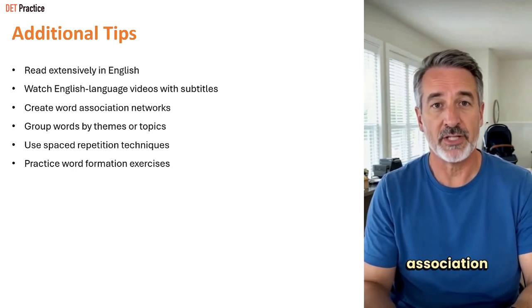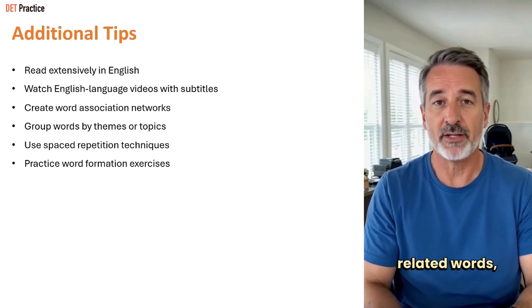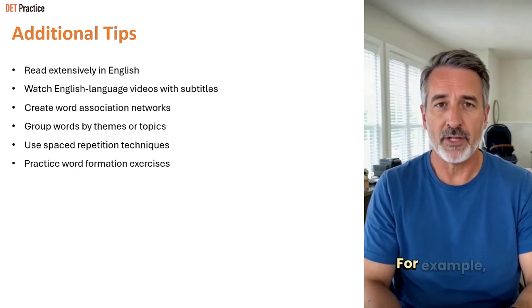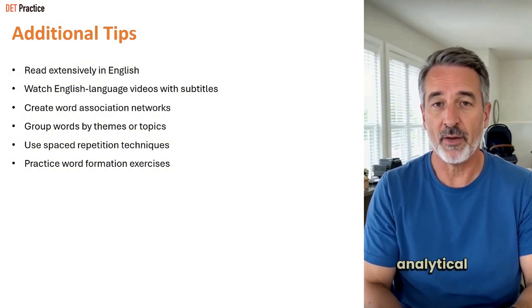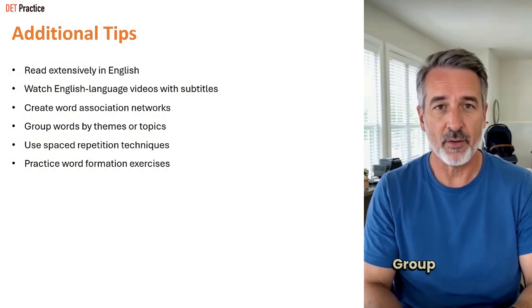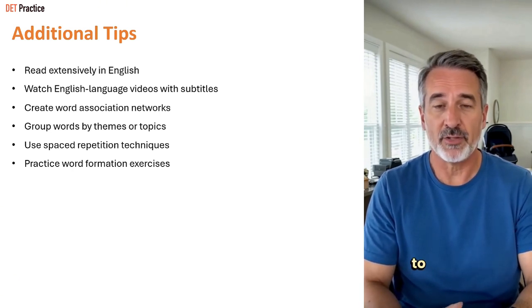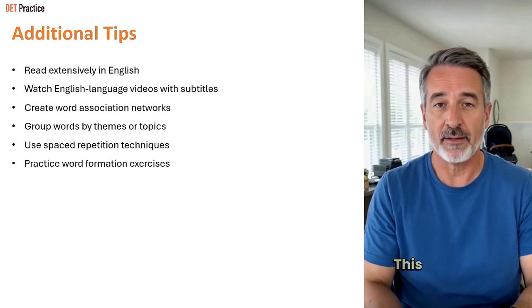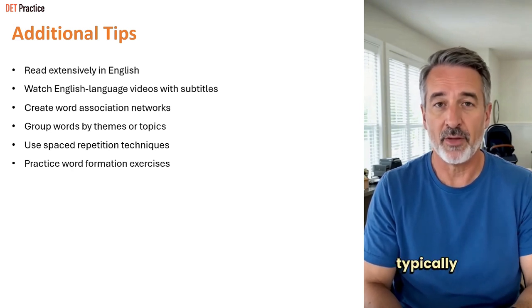Create word association networks. When you learn a new word, connect it to related words, synonyms, antonyms, and different forms of the same word. For example, if you learn analyze, also learn analysis, analytical, and analyst. Group words by themes or topics. Learn vocabulary related to specific areas like environment, technology, or education. This contextual learning helps you remember words better and understand how they're typically used.